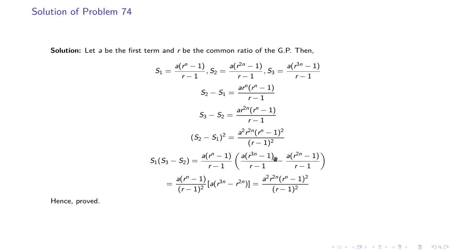So if you evaluate this, after taking R minus 1 out, what remains is R to the power 3n minus R to the power 2n. So you can see that this is nothing but this, because you can take A common here, which will become A square, and you can take out R to the power 2n common. So here R to the power n will remain, and here 1 will remain, which will make it R to the power n minus 1 whole square. So that's how we have proved the required result.